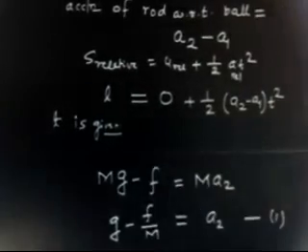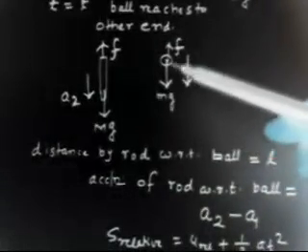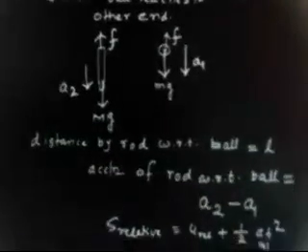Now similarly I can write equation number 2 for this smaller mass. This is again going downward. So mg minus f is equal to ma1. So I think you have copied this one. So let us remove this one. So mg minus f is equal to ma1. So I can write g minus f by m, this is equal to a1.